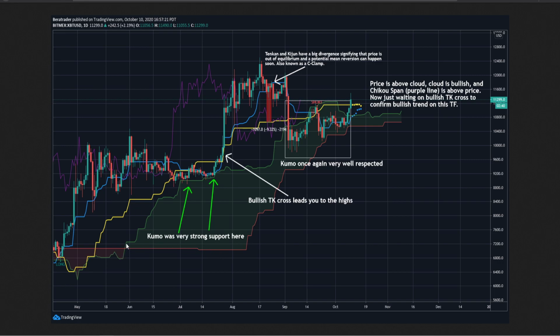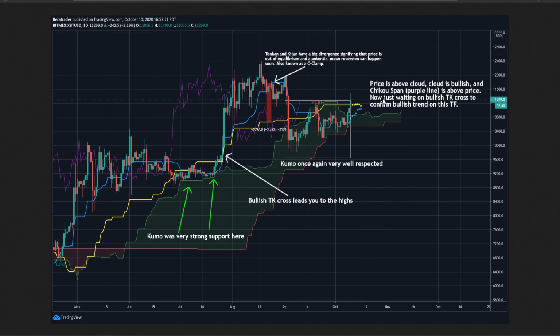But the green flipped the red. So now you have a bullish cloud. So price is above cloud here. The cloud is bullish. And you have Ichimoku span, which is the purple line, and it's above the price right here. So you can see that this purple line is sitting above where your price candles are down here.